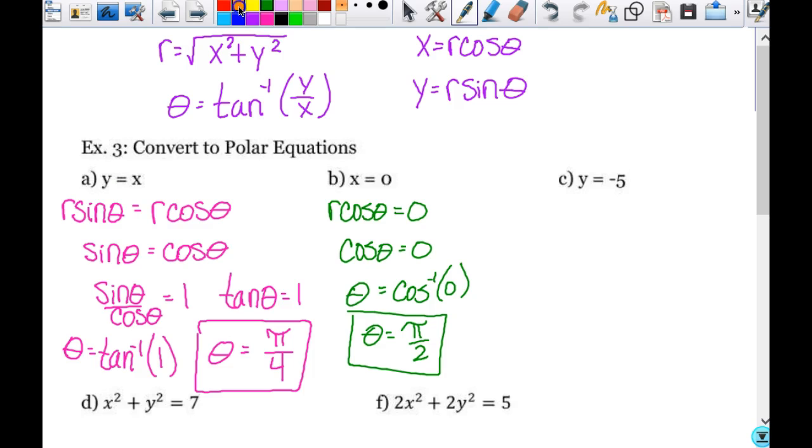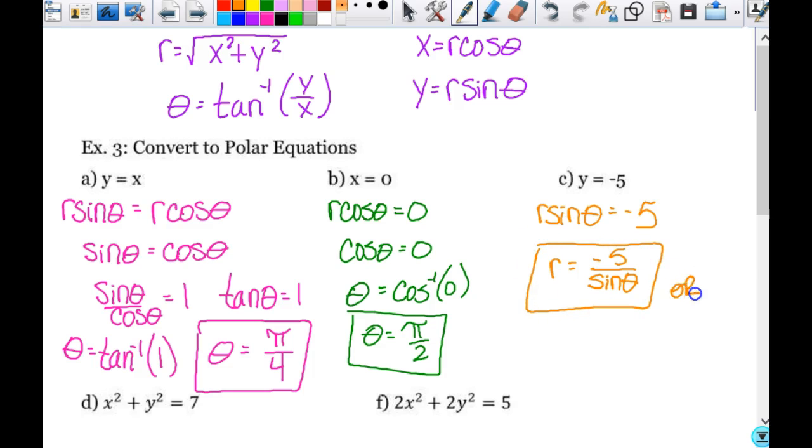So when you get C here, instead of y, what are we going to substitute in? r sine theta, and that's equal to negative 5. So I want to solve for r when I can, so I'm going to divide both sides by sine theta. r is equal to negative 5 over the sine of theta. And we're done.